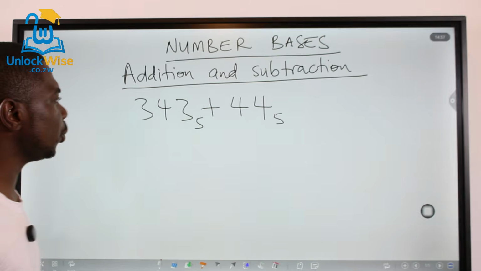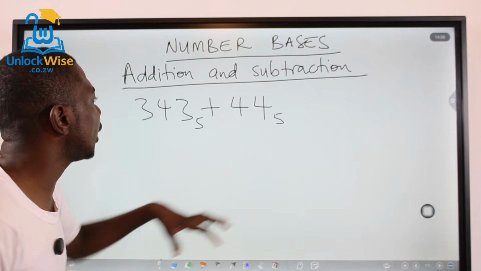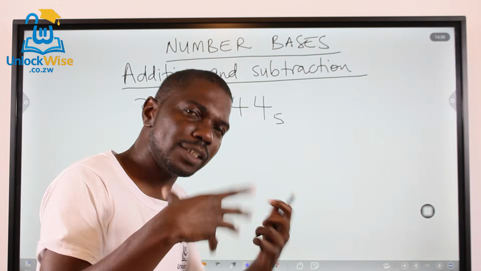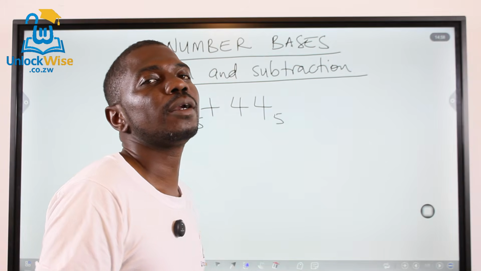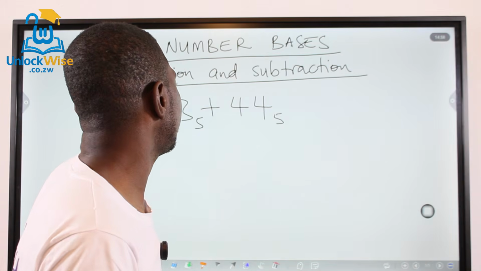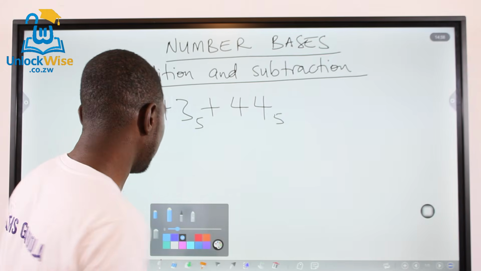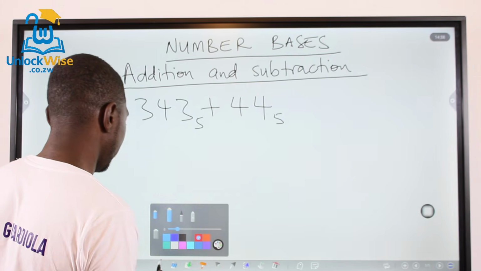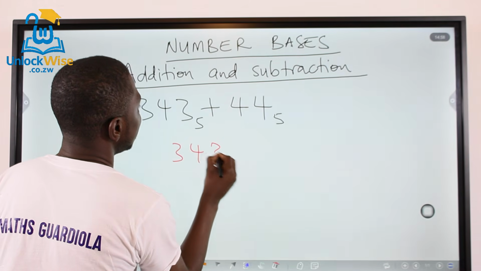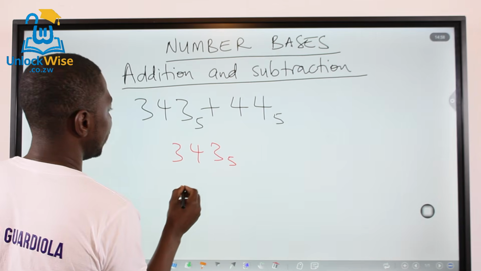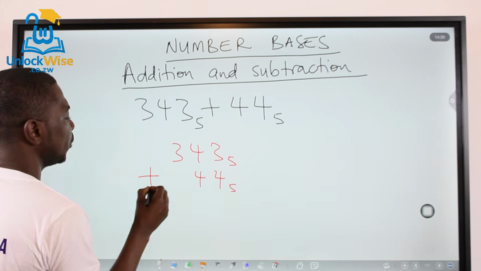So we also have two methods here. You can convert this to base 10 and convert this to base 10, add in base 10, then change the answer back to base 5. But I'm going to teach you a very cool way. If you don't understand this one, then you have to do it the manual way. Let's say we have 343, which is in base 5 here. And we have 44, which is in base 5 as well. And we are going to add this.